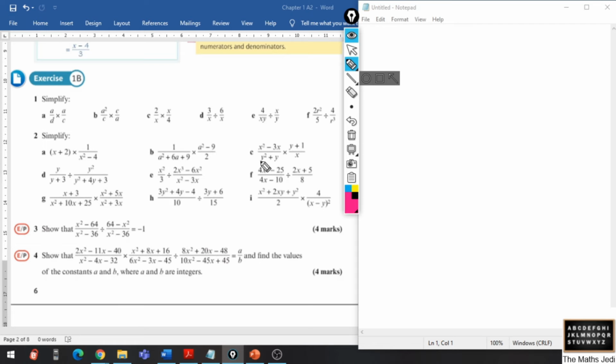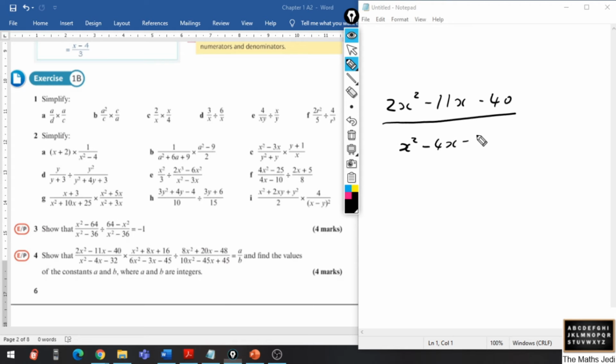So the first thing I'm going to do is get my pen and make sure that I've got some manipulation happening. So let's get my colour happening here. And we're going to look at the first fraction. So the first fraction is 2x squared minus 11x minus 40, and then over x squared minus 4x minus 32. So I'm going to simplify this fraction first. If I look at the bottom first of all, we're going to factorise what's on the bottom.